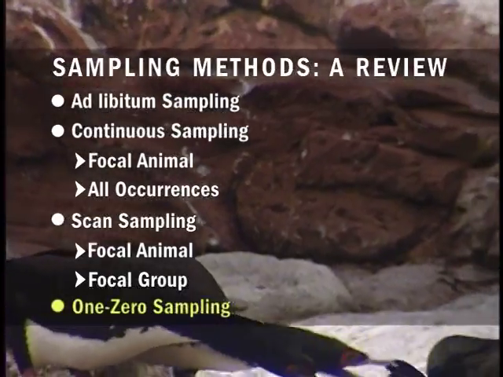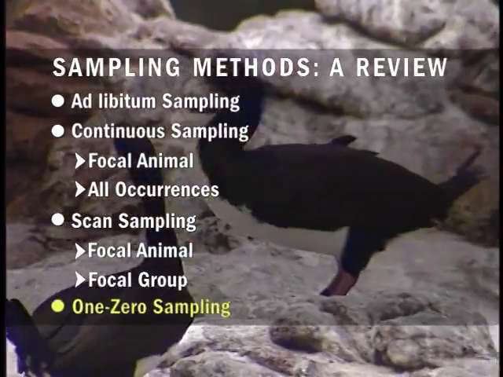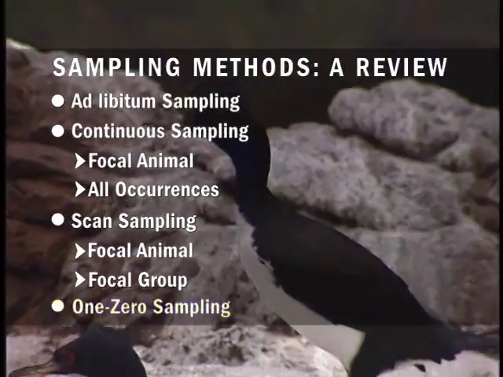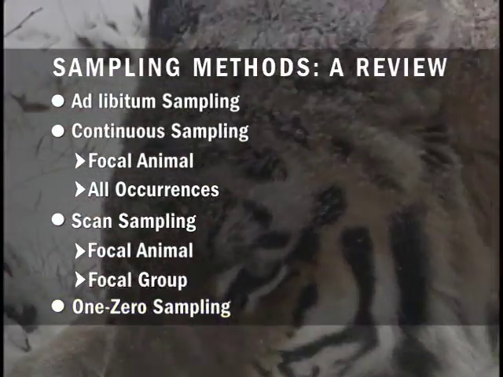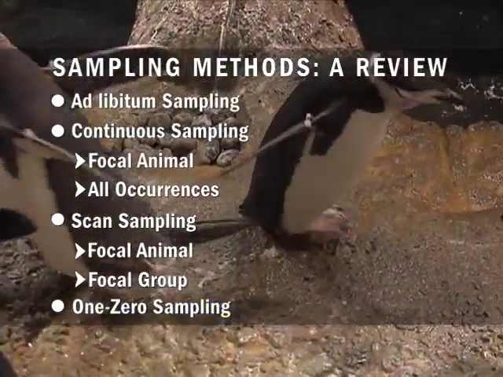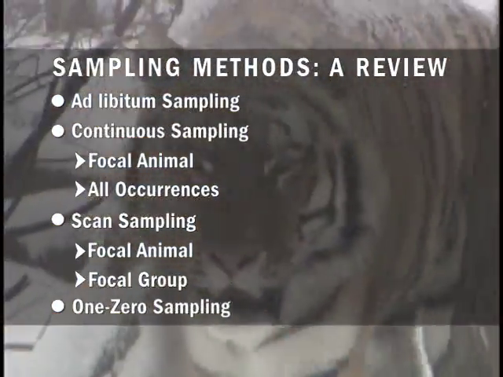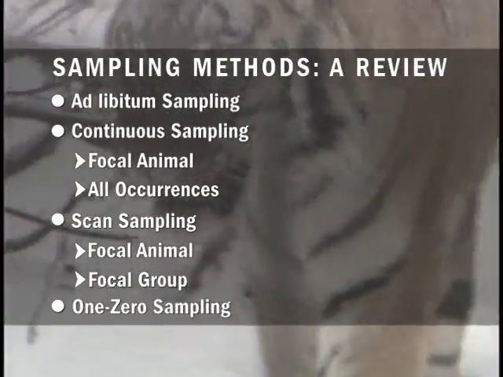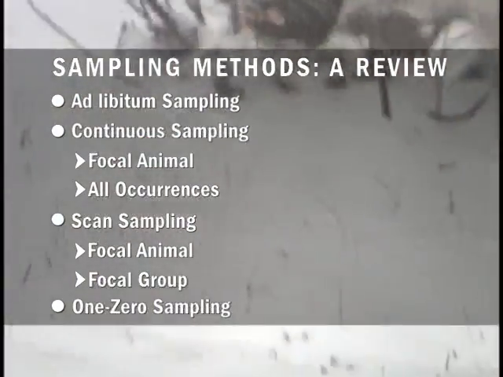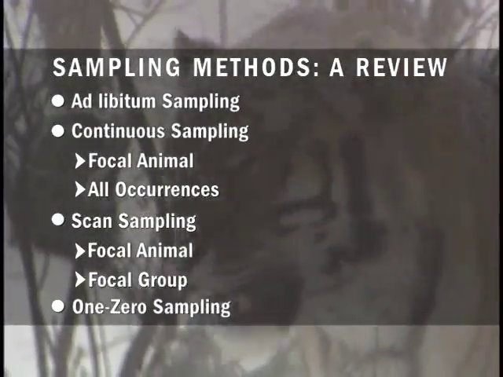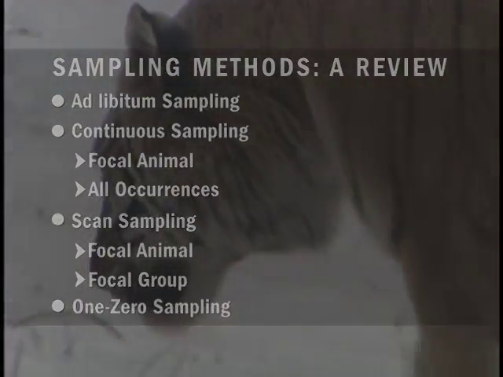1-0 sampling is a binary sampling method. The presence or absence of each behavior in the ethogram is recorded at set time intervals. It can be used for measuring behavioral states or events and is useful for quantifying keeper reports and field notes. 1-0 sampling is the least accurate quantitative method, but is also the least labor-intensive.